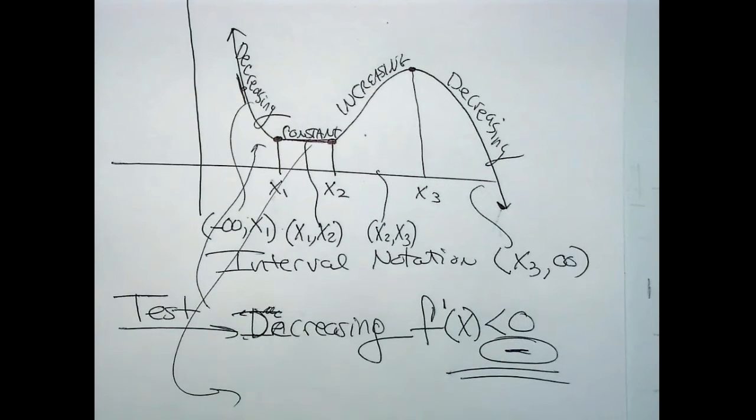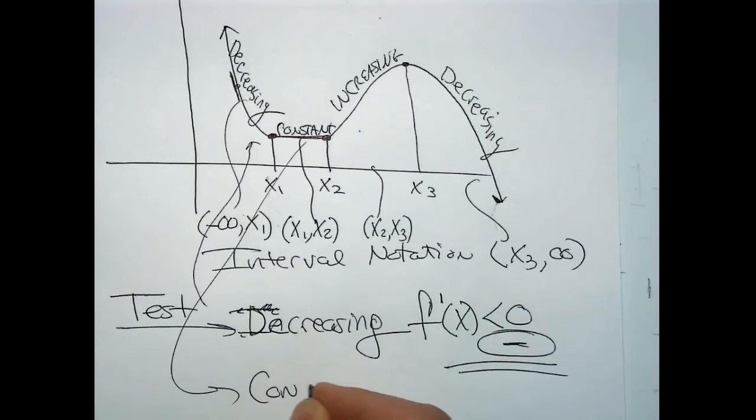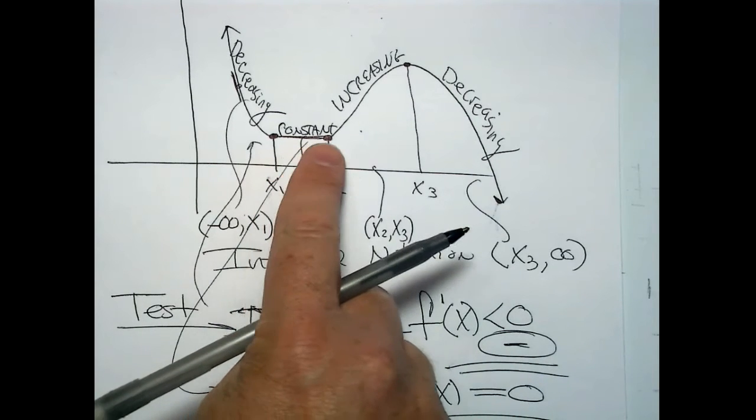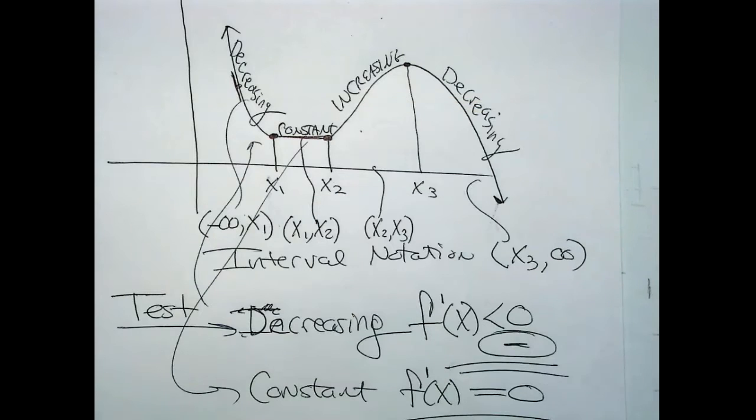For an interval that's constant, every single one of my f primes within that interval is 0. They're all flat, 0, 0, 0, 0. And then finally, let's go to the section that's increasing now.